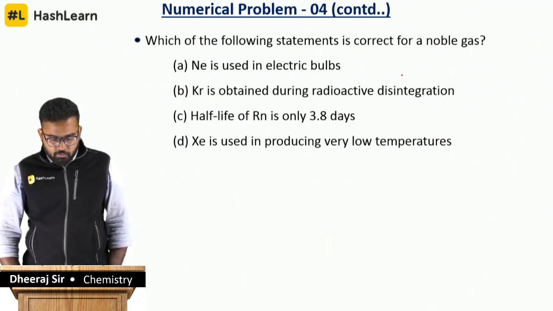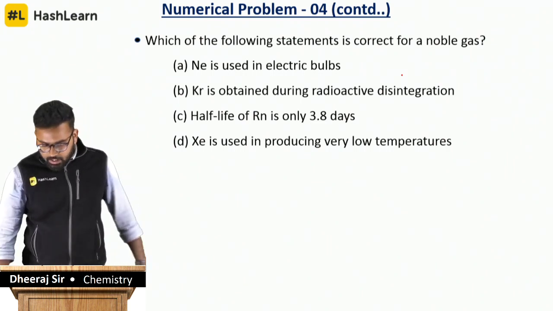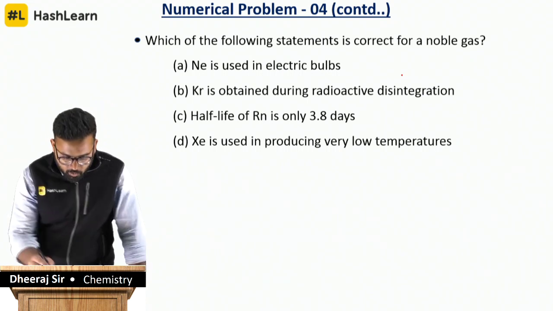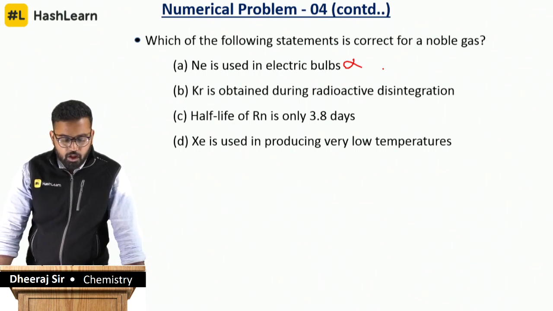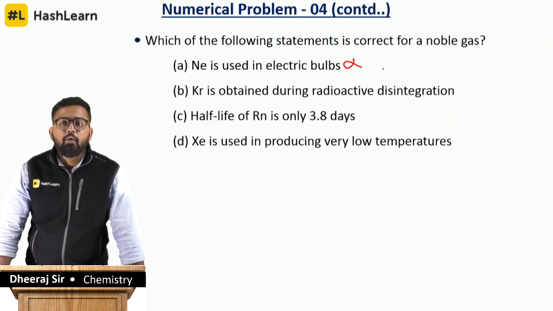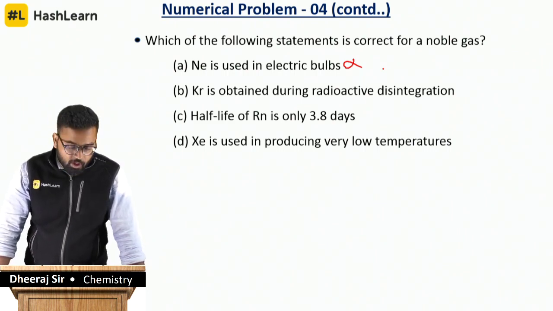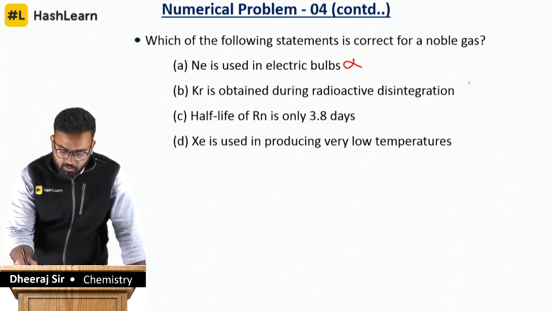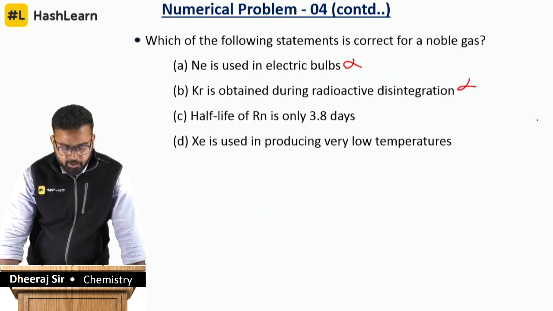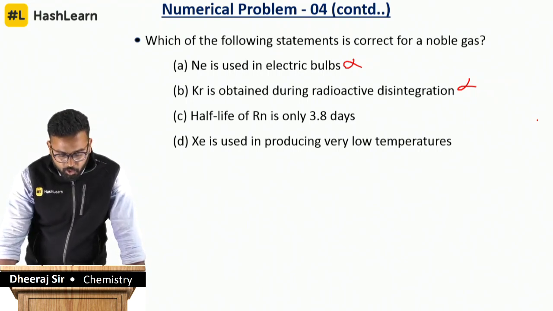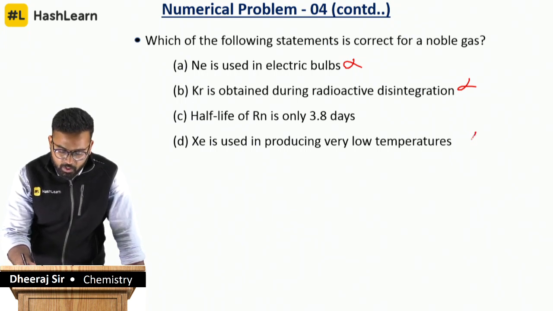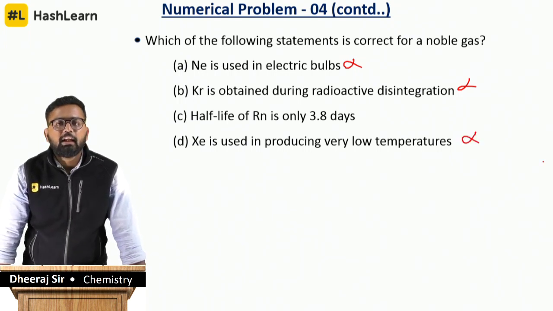So think about it. Which of the following is correct for a noble gas? Neon is used in electric bulbs? No, definitely not. Neon lamps were different. Neon is not now used in electric bulbs. Before the invention of LCDs and LEDs, we had neon playing a major role. Now neon is not used. Krypton is obtained during radioactive disintegration? No, we have different methods of obtaining krypton, which we'll be seeing in a short while. And xenon is used in producing very low temperature? Xenon has no role to play in temperature.